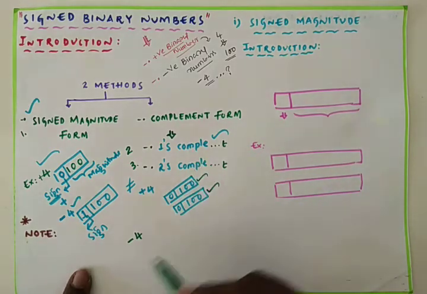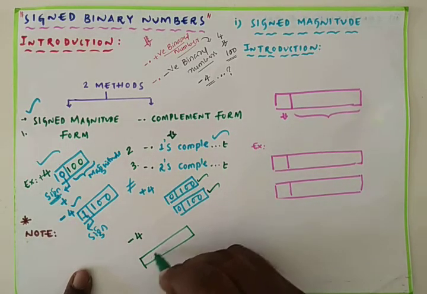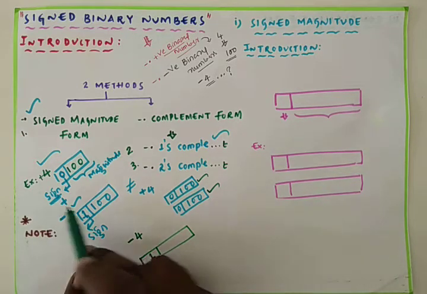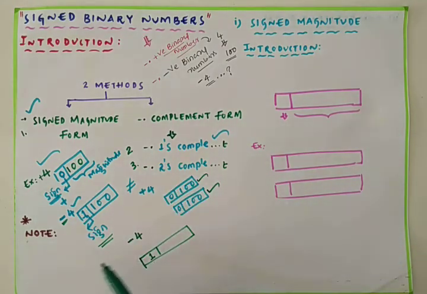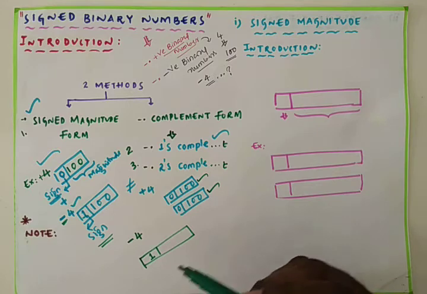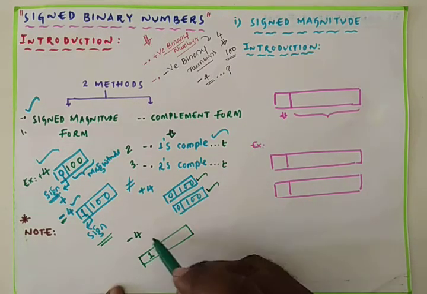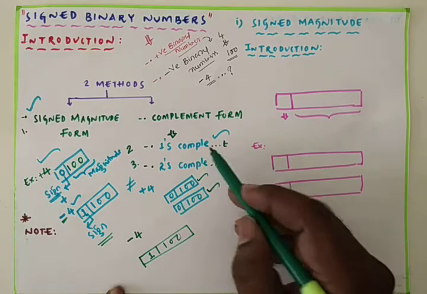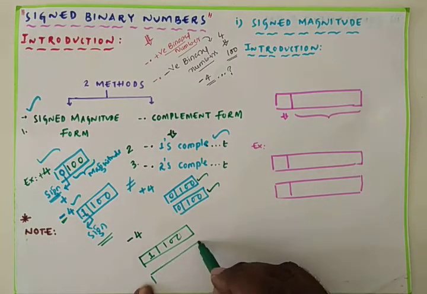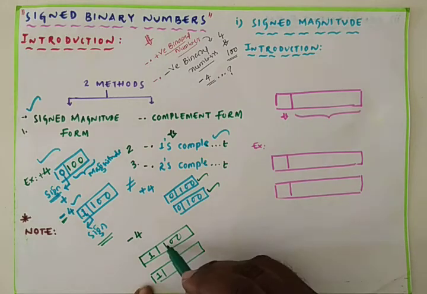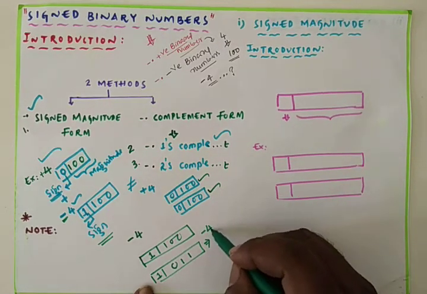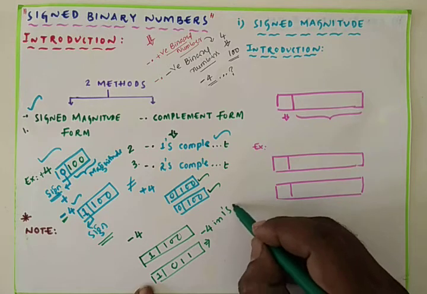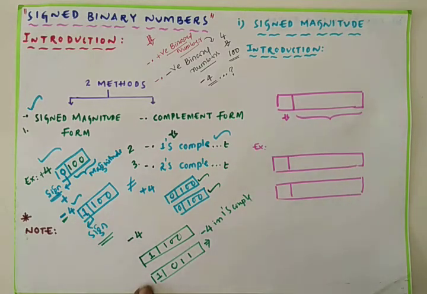But if you wanted to represent minus 4 in the ones complement form, minus 4 means the sign bit is 1. If the sign bit is 1, the number is negative, as we just studied. 4 is 100. But here, by using the ones complement, the sign bit remains the same, and the magnitude bits are complemented: 1 becomes 0, 0 becomes 1, and 0 becomes 1. This is minus 4 in ones complement form.